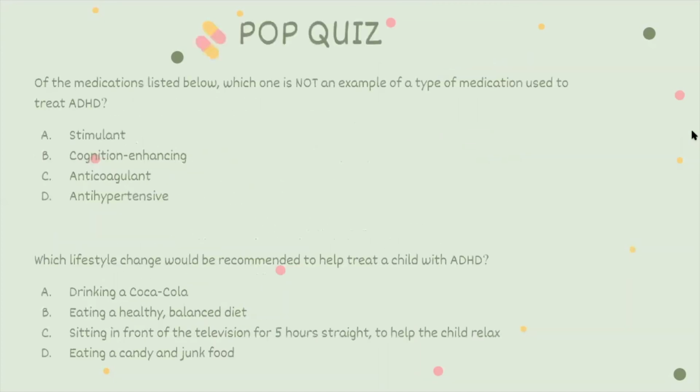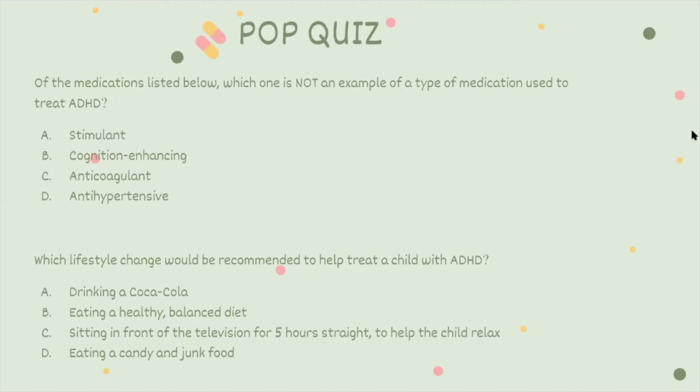Pop quiz. So for the first question, it asks, of the medications listed below, which one is not an example of a type of medication used to treat ADHD? A, stimulant, B, cognition enhancing, C, anticoagulant, or D, antihypertensive.